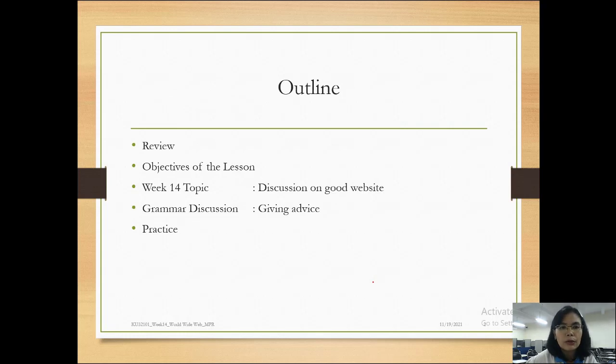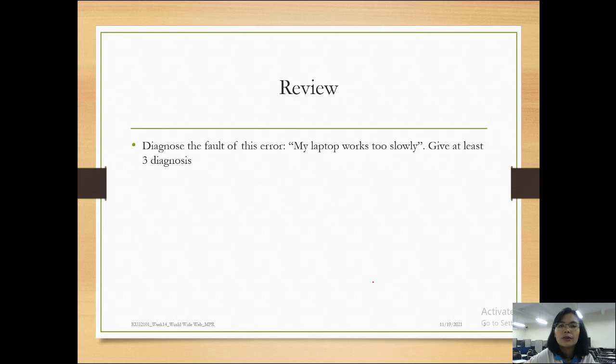Okay, so very quickly, we're going to have a review from last week's material about diagnosis of faults, and then we will look at the objectives of the lesson for this week, and then we will discuss what is a good website, and then the grammar discussion on giving advice using the correct expression, and then we will do some practices. Alright, so we'll start with the first one, which is about the review from last week's material.